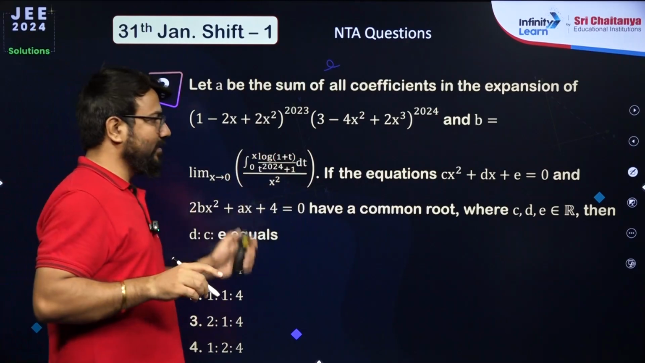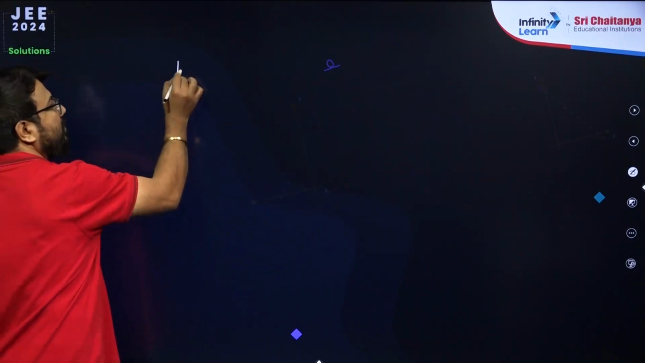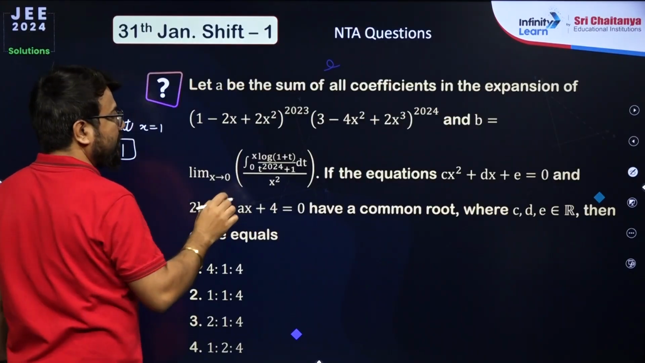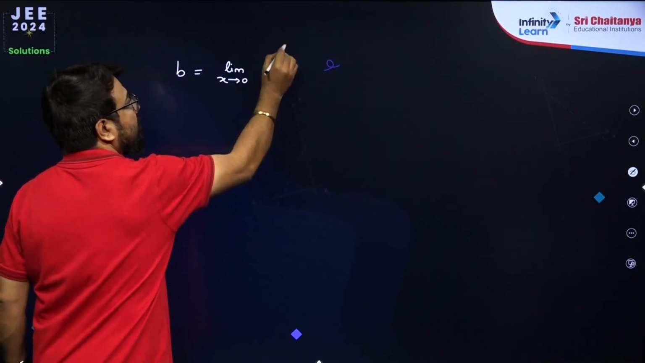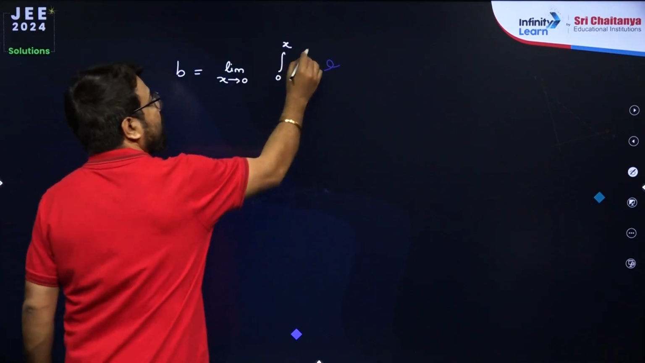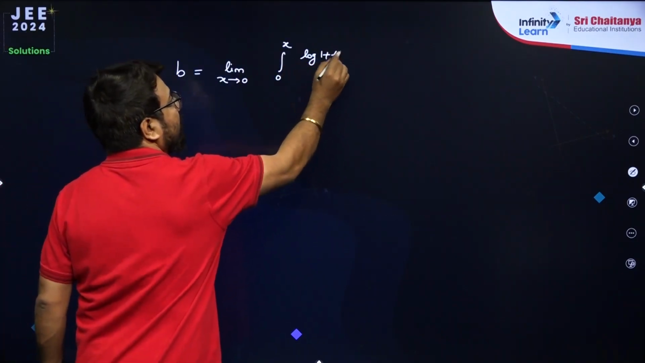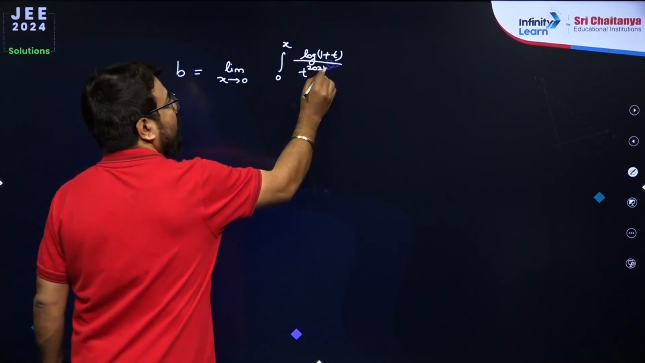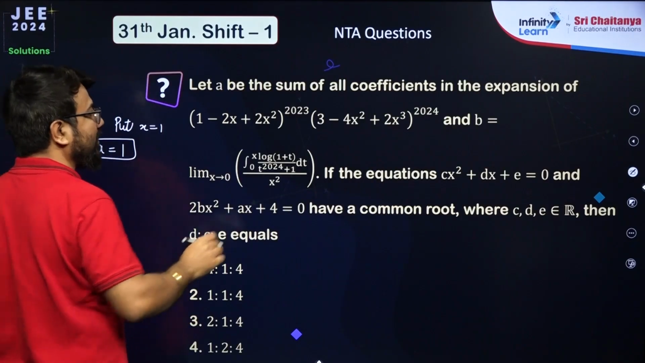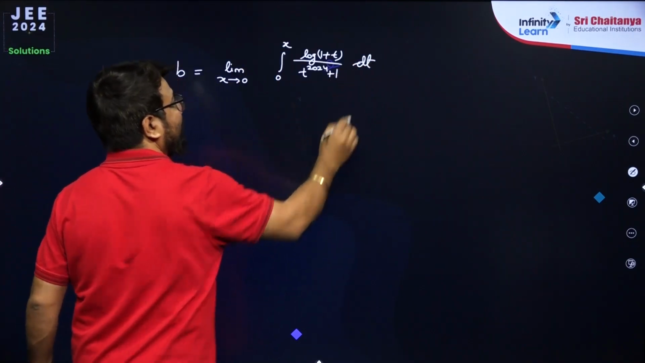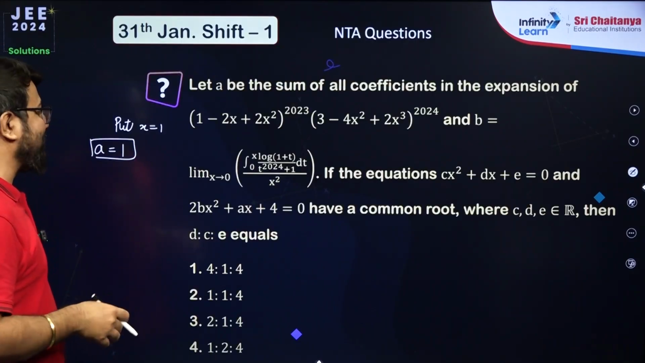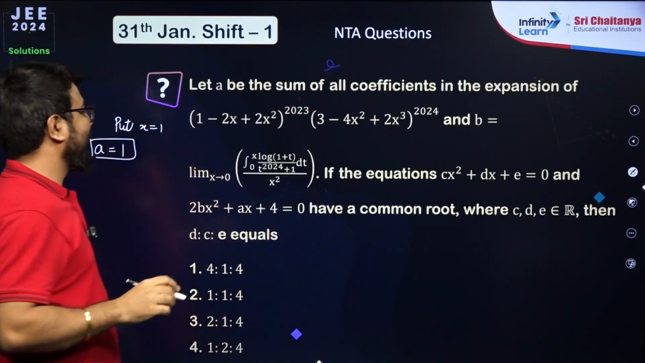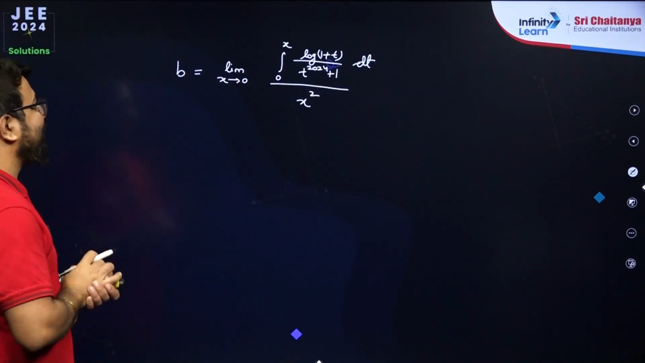B is this limit. So let me take this to the next page. B is equal to limit of x tending towards 0. Here in the numerator, integration 0 to x, then it is log 1 plus t, and this is whole divided by t raised to the power 2024 plus 1. Generally it happens when the examination is in the year 2024, so obviously the question will have 2024 in it. This is divided by x square. Okay, and this limit we need to evaluate.